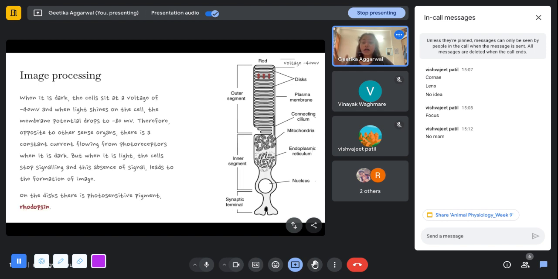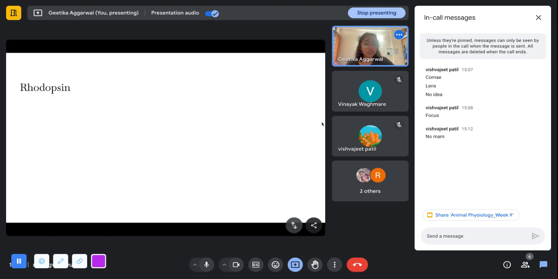Now that we know how the image is formed, we'll see how this is happening. How is the constant dark current going on, and how does it switch off when there is light? On these discs present here in the rod cell, the red dots are actually the rhodopsin pigment, the photosensitive pigment present in the rods. I've just marked it on one, but it's present in all of these discs here.